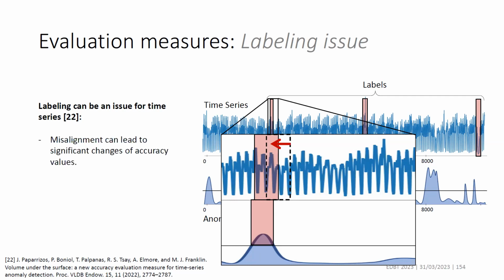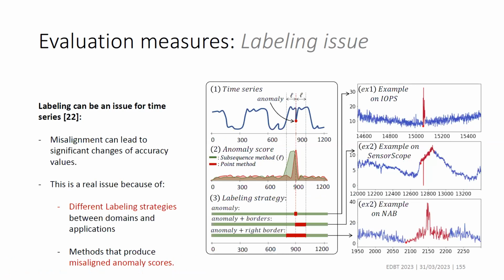In time series, this is the case for 2 reasons. First, the labeling strategy. The labeling strategy might be different between domains. Doctors might say, okay, I label only the first point of the arrhythmia as anomaly, and then the rest is not. You can see here, for example, IOPS, SensorScope, and the Numenta benchmark. On IOPS, the people that generated the benchmark said the anomalous points are only the points that go up. On SensorScope, they also included the right border. And on NAB, they included both the left and the right border.